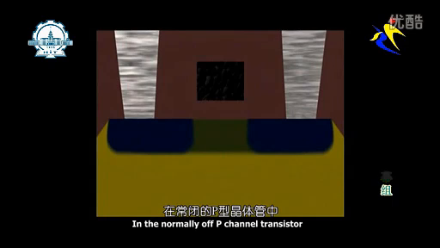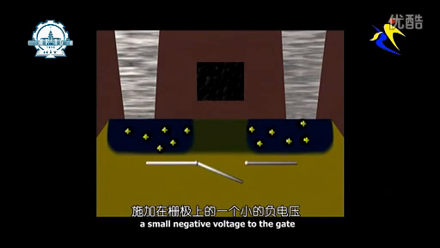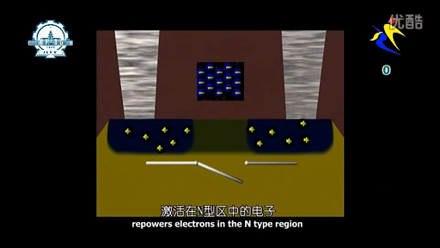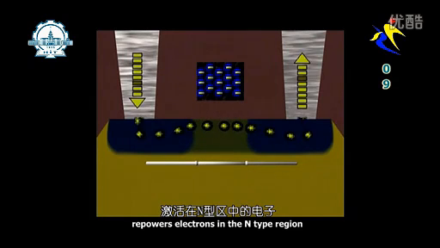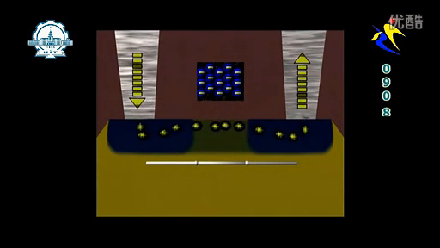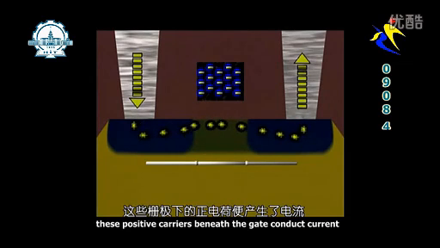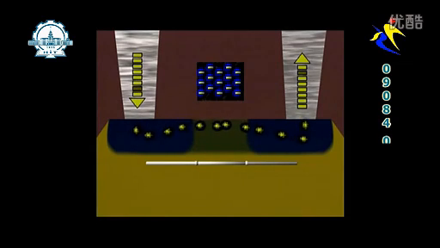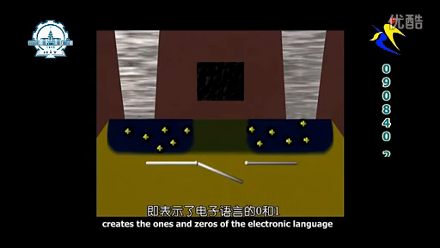In the normally off P-channel transistor, a small negative voltage to the gate repels electrons in the N-type region and attracts positive carriers from the P-type source and drain. These positive carriers beneath the gate conduct current. This on and off creates the ones and zeros of the electronic language.